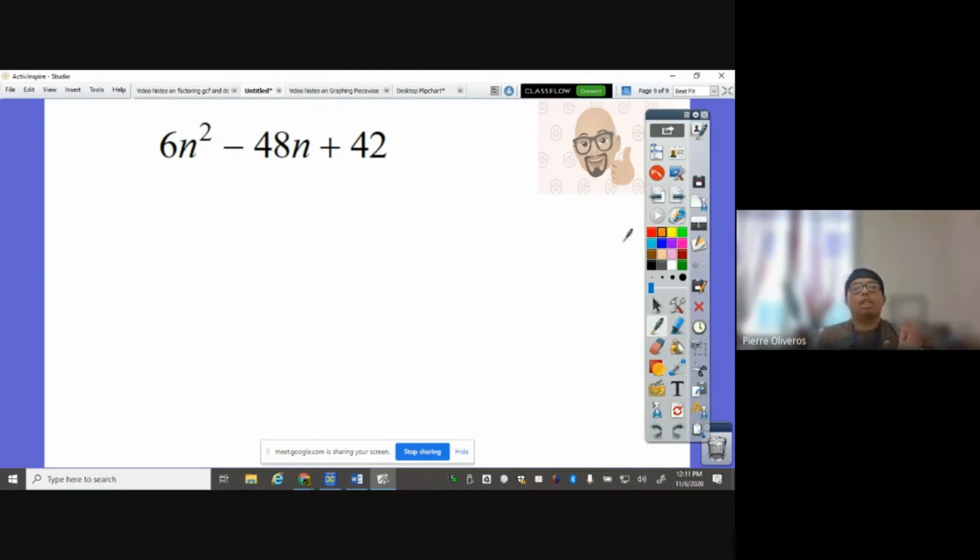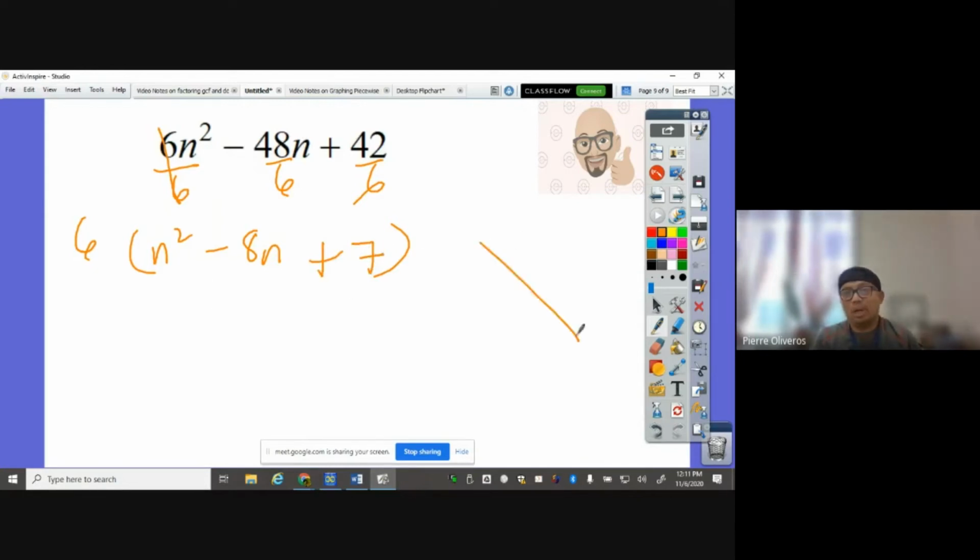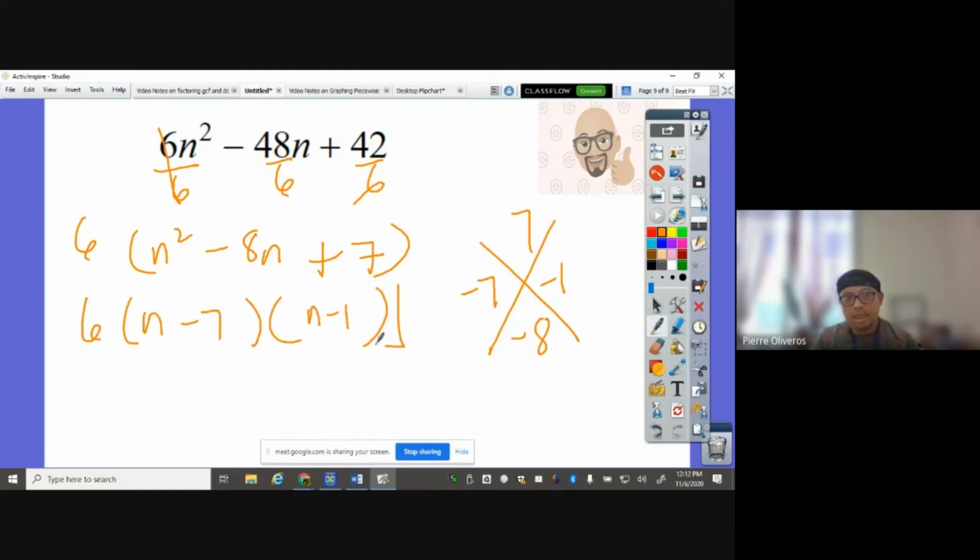All right, one more here. 6n squared minus 48n plus 42. All of them are divisible by 6. The greatest common factor here is 6. So divide this by 6, by 6, by 6. Cross it out. N squared. 48 divided by 6 is negative 8n. 42 divided by 6 is 7 again. So we know here is going to be 7. This time it is negative 8, so negative 7, negative 1. So the two factors will be n minus 7, n minus 1. And that's how the cookie crumbles. Kaboom.